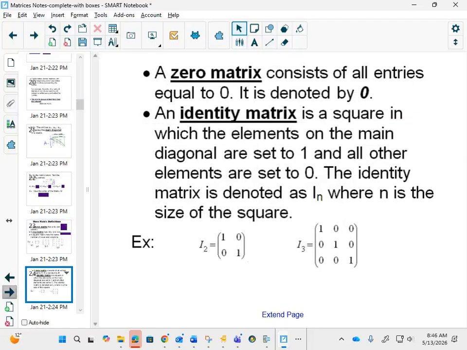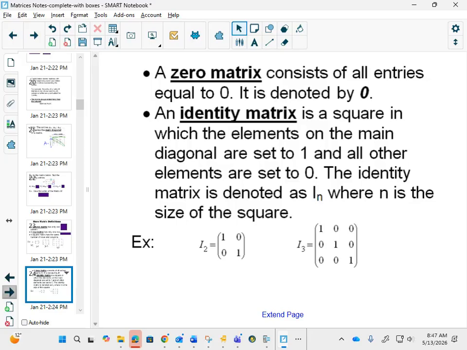A zero matrix is a box full of zeros. So if you have a whole bunch of zeros in a matrix, it is a zero matrix. Here's the notation for it. A bolded 0 is our zero matrix.